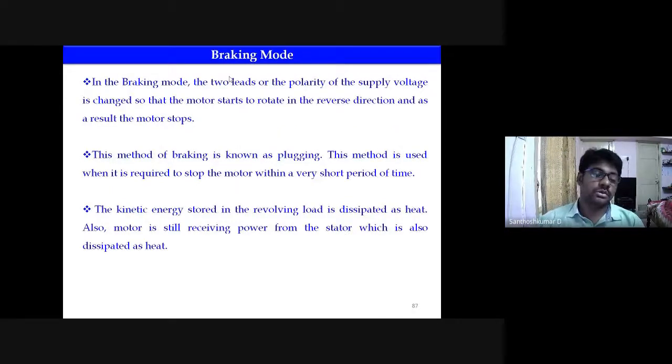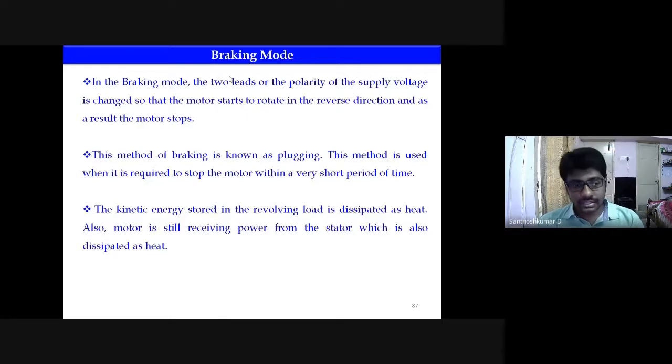Next is the braking mode. In the braking mode, if you want to stop the induction motor suddenly, you simply change the polarity of the supply voltage, so that the motor starts to rotate in the reverse direction. As a result, the motor is going to stop. This method of braking is known as plugging. It is used when it is required to stop the motor within a short duration.